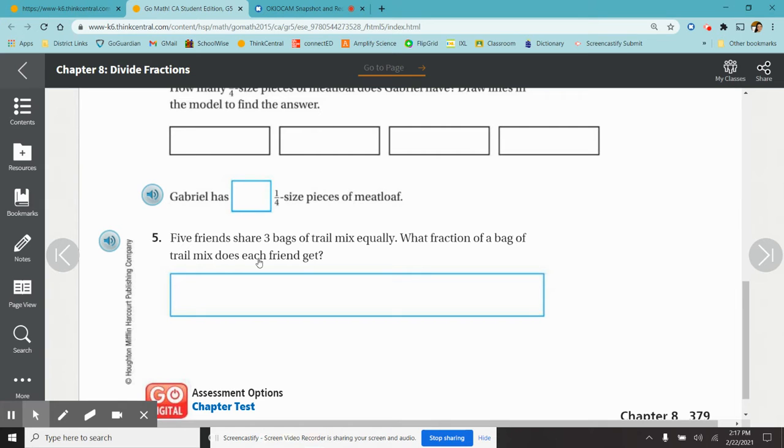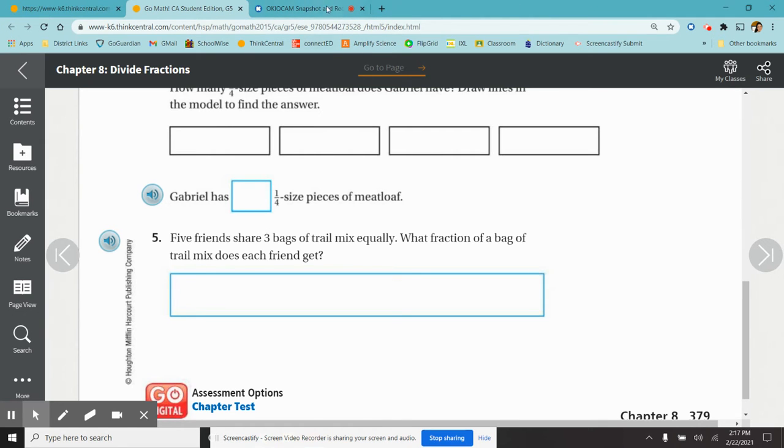I can't reduce that. So each friend gets 3/5 of the trail mix bag. And remember, you can't split up people. So we're not cutting up 5 people amongst 3 bags. Sounds like a horror movie. All right, so keep that in mind. Then what do you have and what is it being split between?